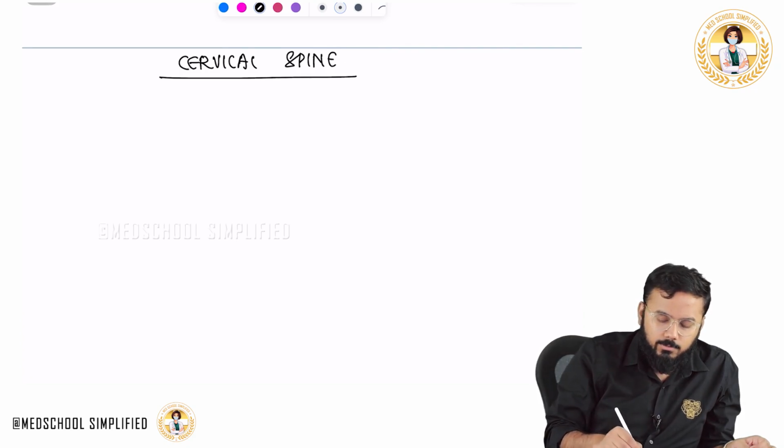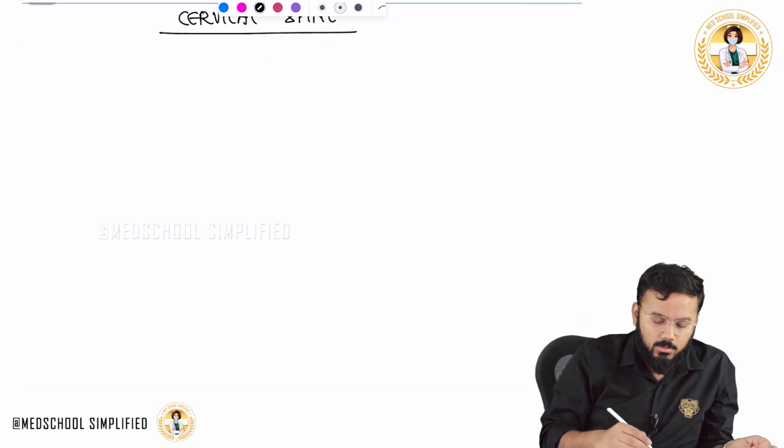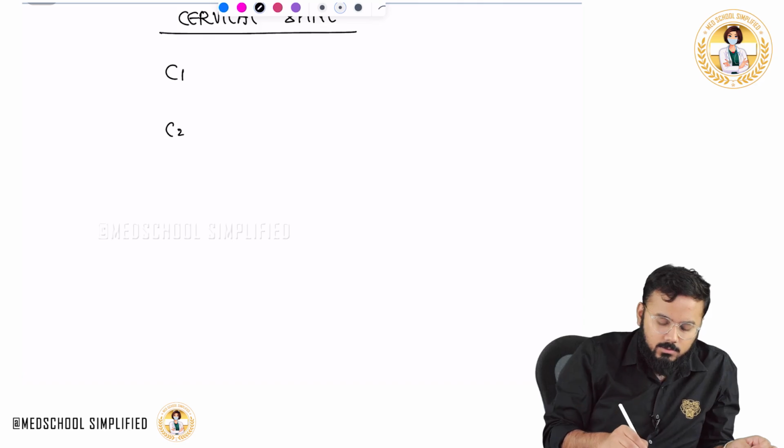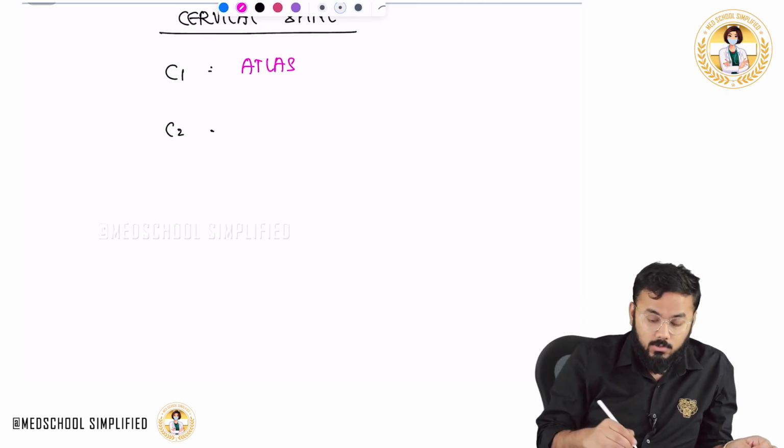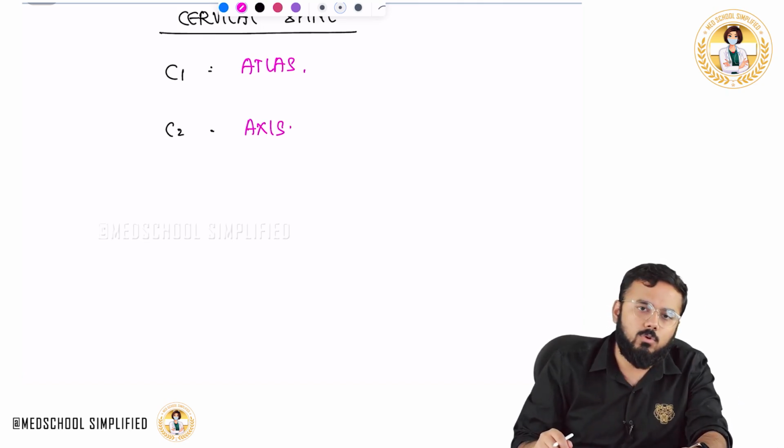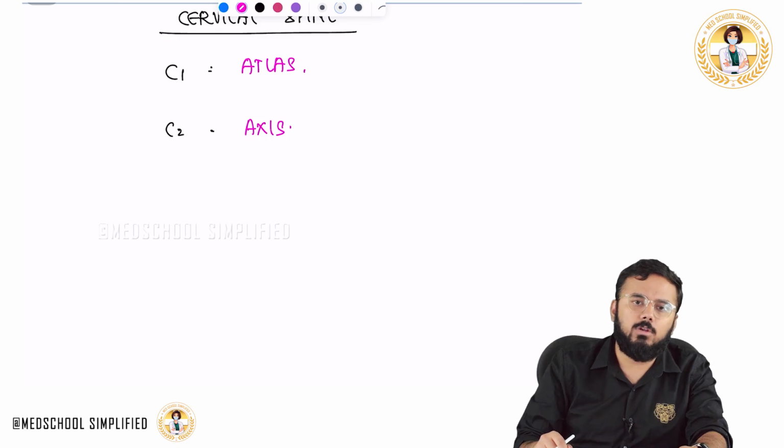Regarding the cervical spine, I have just talked about two cervical vertebrae. One is called your C1 and the other one is called your C2. C1 is called what? C1 is called your atlas. And C2 is called what? C2 is called your axis. So one is called your atlas and the other one is called your axis.